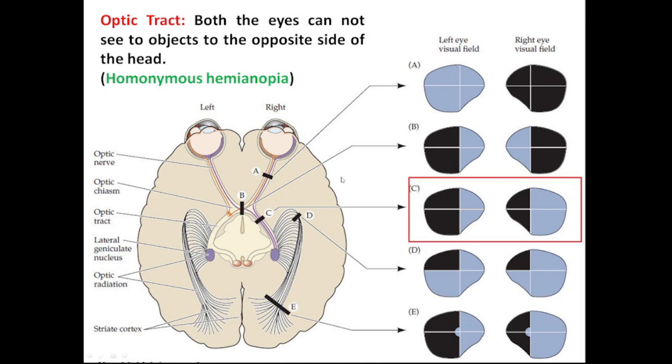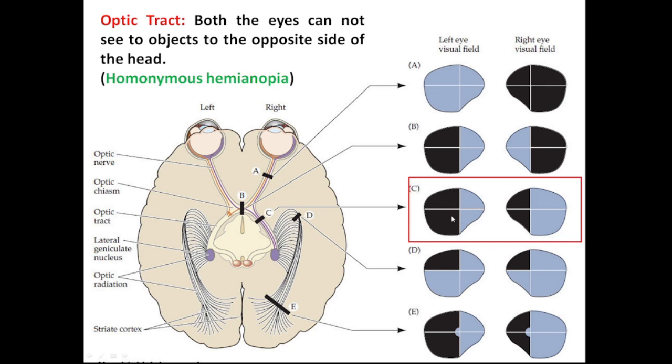Now let us see what actually happens if the damage is at the level of the optic tract. The optic tract consists of the temporal fibers of the optic nerve, which are coming from the temporal part of the retina, in this case from the right eye, and the nasal part of the left eye. So here, that means it is affecting both the eyes. So what will happen? It will cause the homonymous hemianopia. So this is called homonymous hemianopsia.